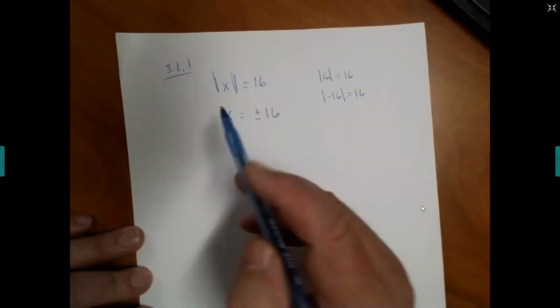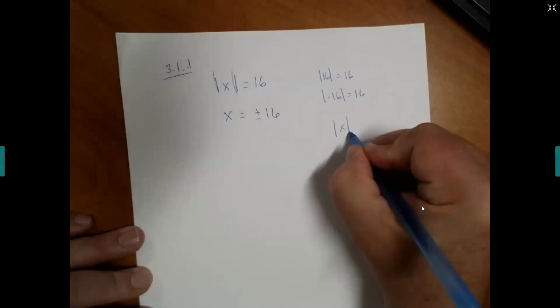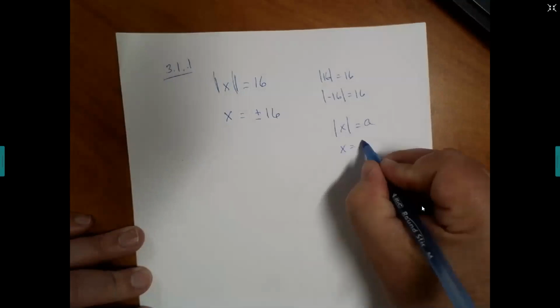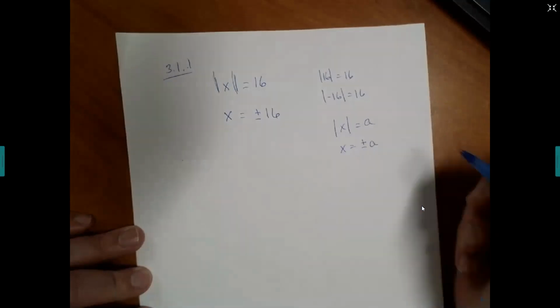Okay, so again, it's very important that whenever you have an absolute value and it equals a number, when you drop the absolute values, it's automatically a positive and negative of that answer.